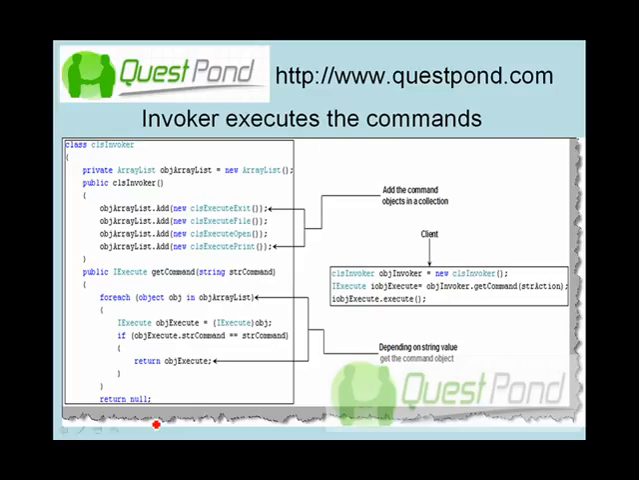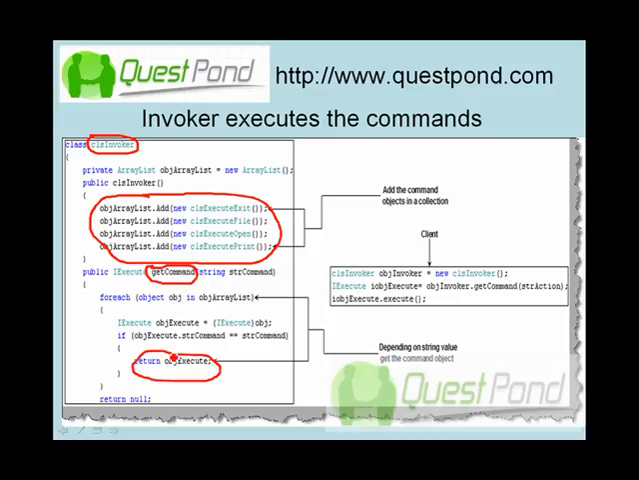Now we also need an invoker class which will hold the collection of these commands. So I've created a simple invoker class. Depending on what the action is, this invoker class helps us get that action object so that we can execute it. I've added all the actions into one array list, and I have a get command method in my invoker, which gets the actual object depending on the command we need.